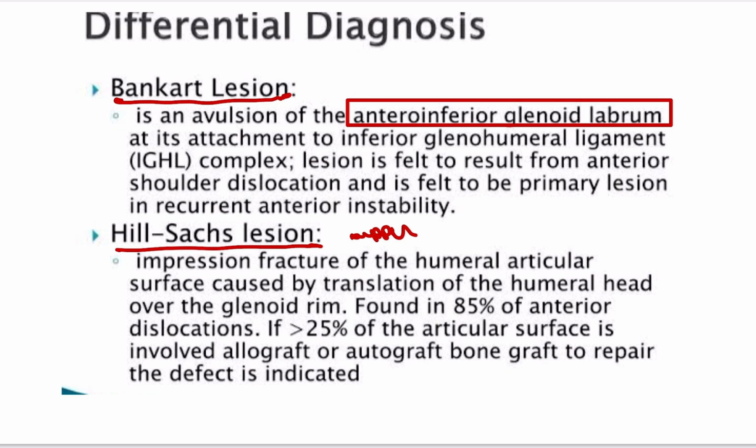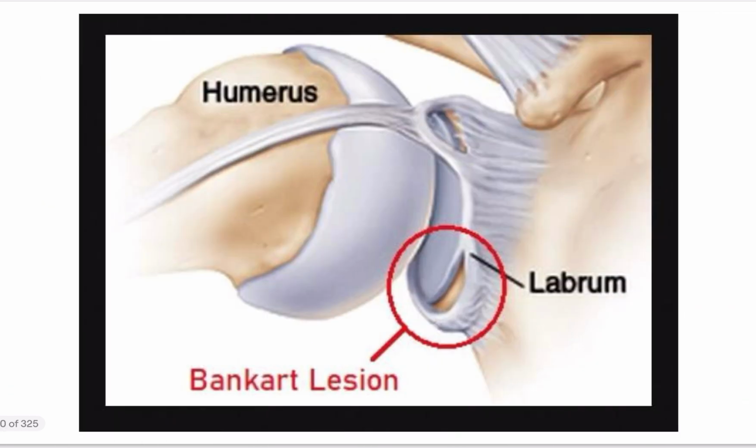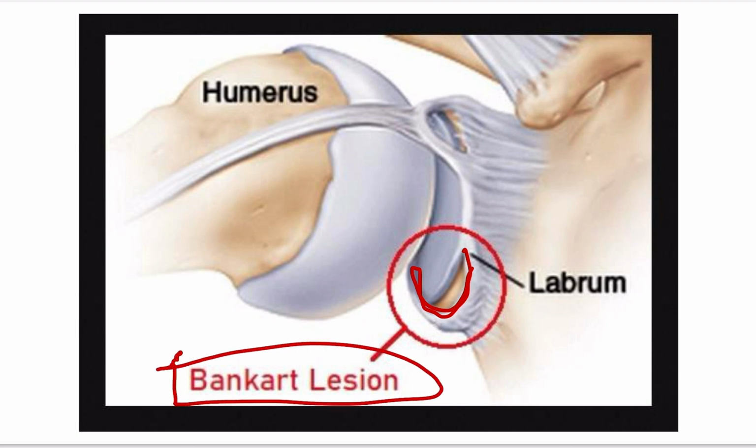And when there is an upper and posterior lesion, or upper and posterior dislocation, this condition is known as the Hill-Sachs lesion. So Hill-Sachs is the upper and posterior, and Bankart is the lower and anterior. And here we can see this is the lower part of the glenoid labrum. It is torn, and in this condition inferior and anterior dislocation of the humerus occurs, and it is called the Bankart lesion. So the Bankart lesion occurs due to inferior glenoid labrum tearing.